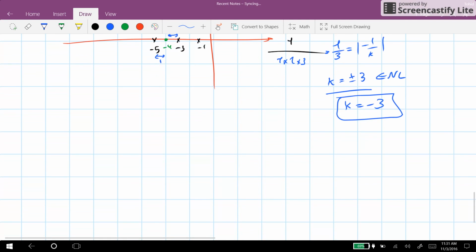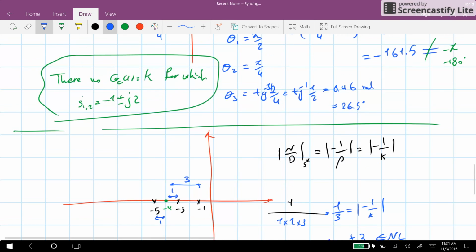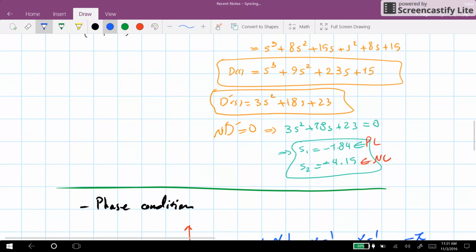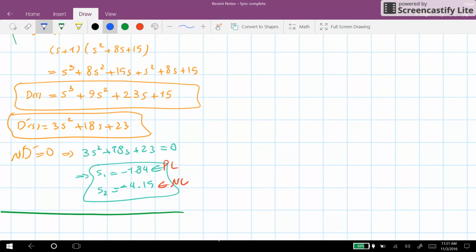Now to find the other roots of the characteristic equation, or the closed loop poles of the system, we need to form 1 plus k times n over d equal to 0, replacing k with minus 3. Therefore, we will have d minus 3 equal to 0. We have the expression for d already. It's here. So d minus 3 will result in s to the power of 3 plus 9 s squared plus 23s plus 15 minus 3, or plus 12, equal to 0.